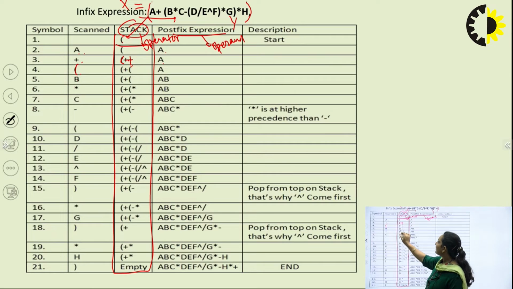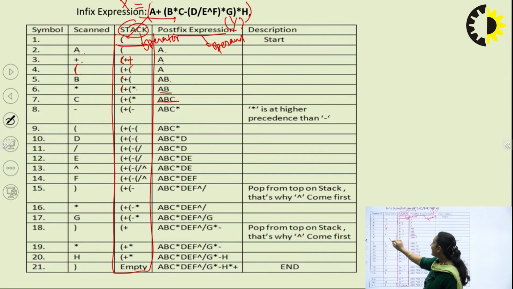Next we have B. B is an operand, so it will go into the postfix expression. So A and B, and the stack remains the same. Next we have a multiplication. Because it is an operator, we have to push it into the stack. Then we have C, which goes into the postfix expression, that is denoted by y. Next we have a minus.